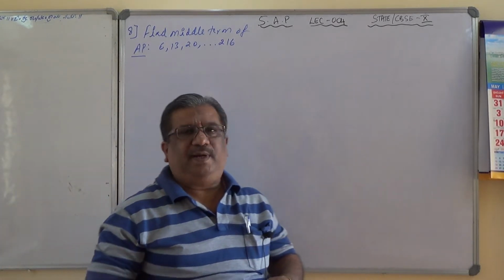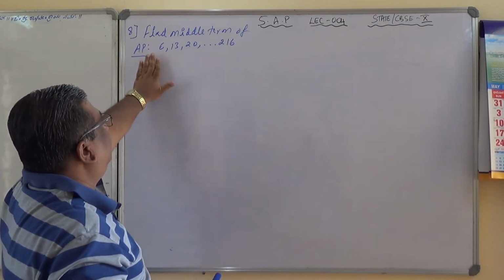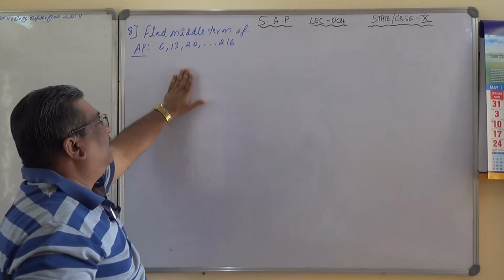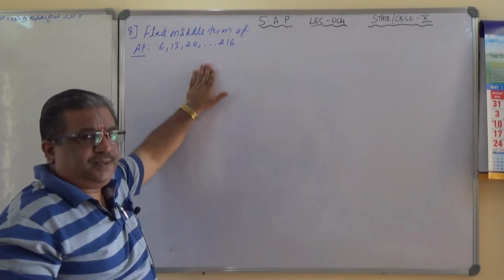Today let us solve some numericals from RDS. Example number 8 I have taken. Find the middle term of the AP. The AP is given to you and you have to find the middle term. First you find out the total number of terms.